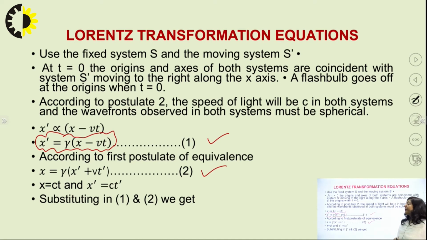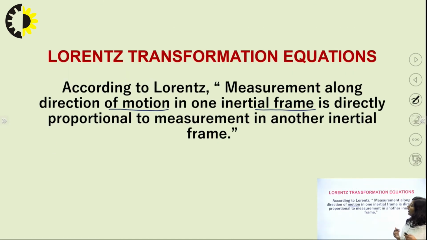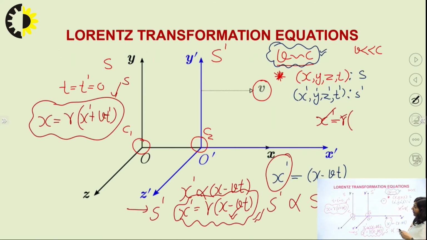In order to find the value of gamma, we have to use the second postulate of special theory of relativity. So both the postulates of special theory of relativity are utilized to get those equations. Now how are you going to use the second postulate? In order to understand, again we are referring to this same slide. You can understand it like this.